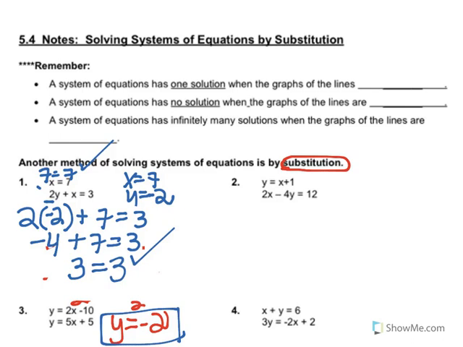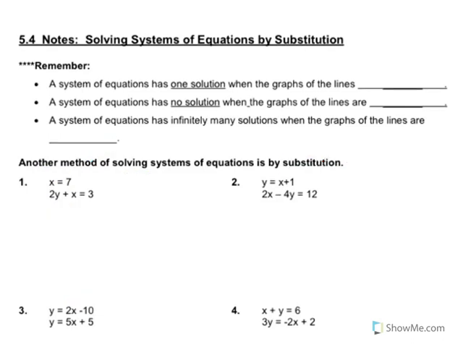Okay, now that one was pretty easy. Let's go to one that's a little harder. Okay, on the second one, we're told that y is equal to x plus 1 in the first equation, and the second equation is 2x minus 4y equals 12. Well, on this first equation, we know that y is equal to x plus 1. So I'm going to take that x plus 1 and substitute it for this y right here in the second equation, because this says y is equal to x plus 1. So we're going to put the x plus 1 in there for y, because that's what it equals. Okay, so let's try it.